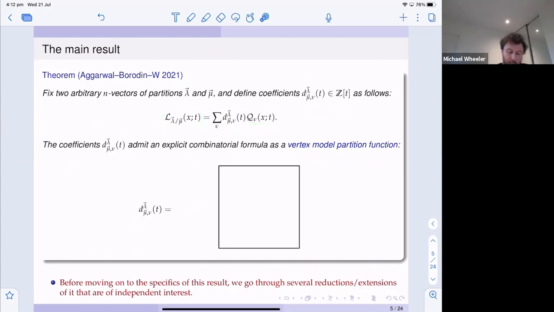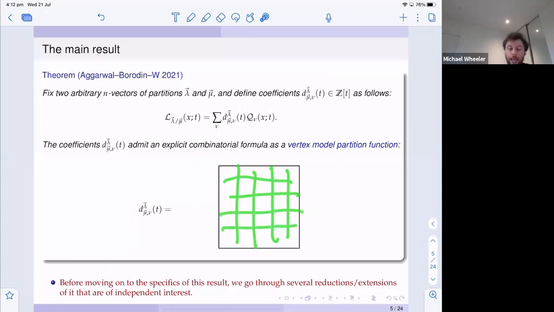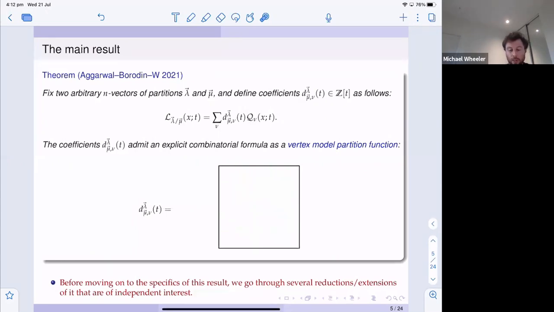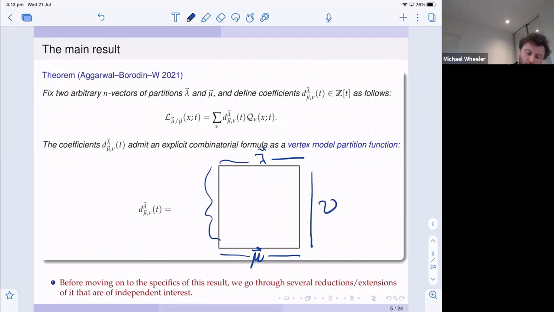Okay, so here's the snapshot of the result. Basically, we're going to have a vertex model, which I'll give later. And that vertex model, we're going to consider on this square grid. All of the information about these partitions is encoded as the boundary conditions of that partition function. So effectively, what we will have is a way of encoding all of our partitions. The mu partition will basically encode the boundary conditions at the bottom. The lambda will encode the boundary conditions at the top, and then nu will encode the boundary conditions along here. And this boundary will be trivial somehow.